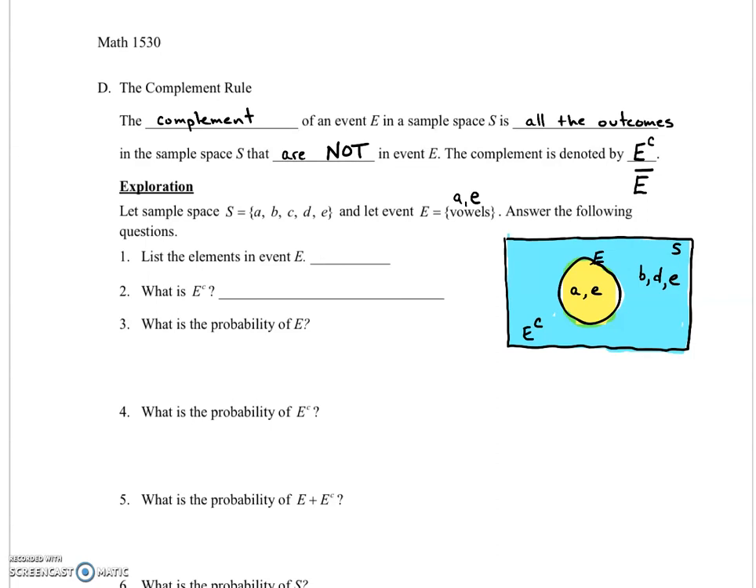So we've sort of already done this. Listing the elements in event E gives us A and E, the two vowels. So what elements are in the complement? Well, we already did that too. It's B, D, and I don't know why I did that. It's not B, D, and E. It's B, C, and D. E is in E. So sorry about that. Should be B, C, and D. I'm just going to tack C on the end. It doesn't matter whether it's in order or not. And let me go back and put this highlighter back in.